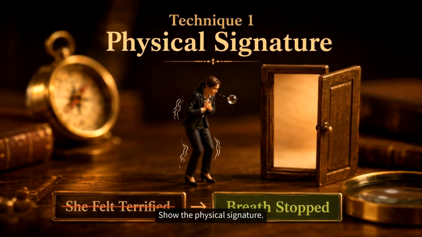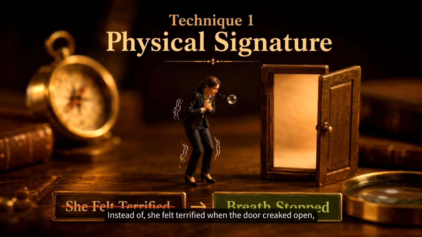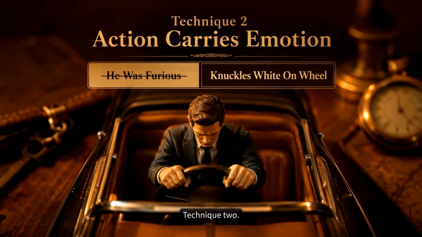Technique 1. Show the physical signature. Every emotion has an involuntary physical companion. Instead of, she felt terrified when the door creaked open, write, the doorknob turned and her breath stopped in her throat. Technique 2. Let action carry it. What a character does, or refuses to do, reveals the emotion without a narrator ever naming it. Instead of, he was furious about the delay, write, he didn't say a word for the rest of the drive, knuckles white on the wheel.